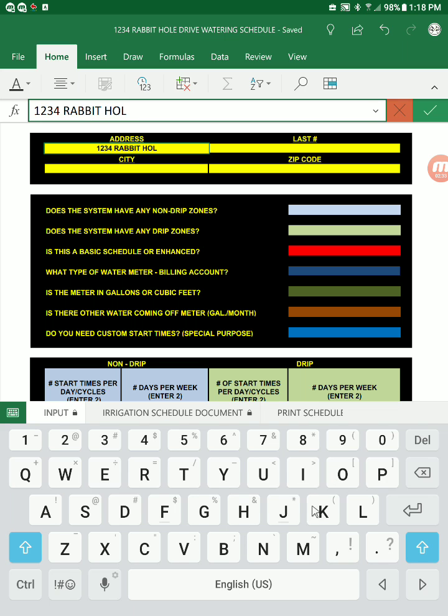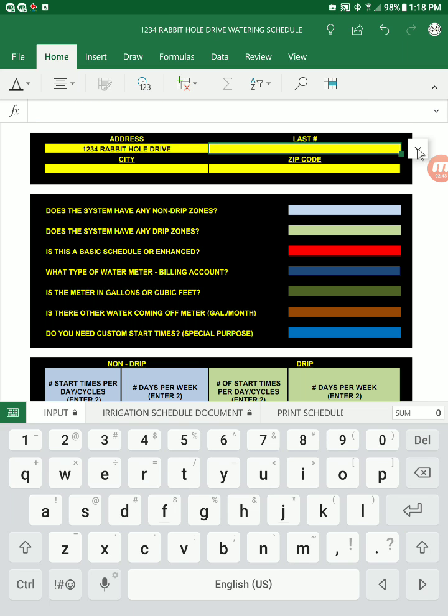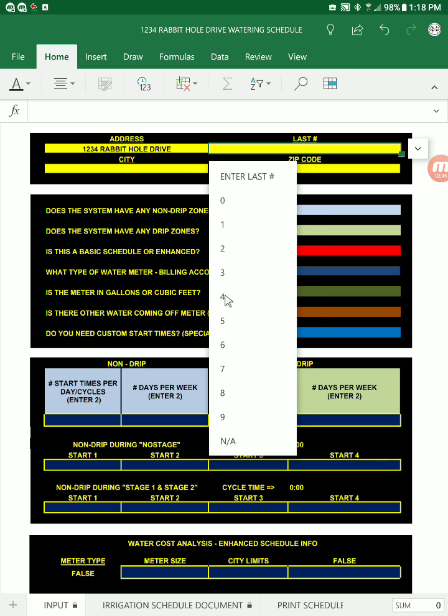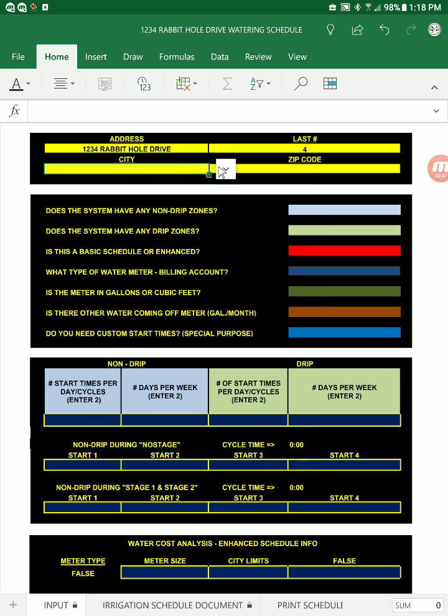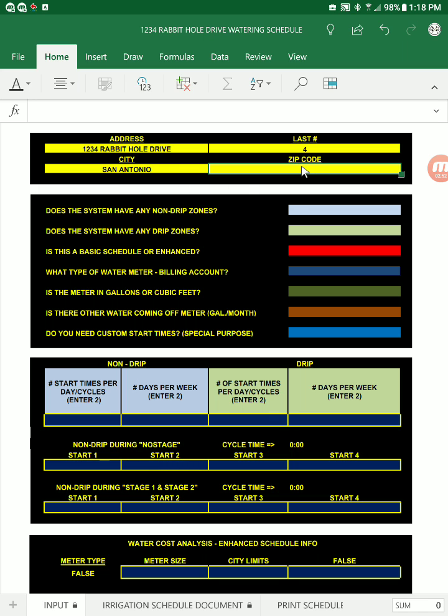Rabbit Hole Drive. So this is going to come in from the pull-down menu. Last number of the address is 4. You've got pull-down menus on your city, and then you've got to put in your zip code.